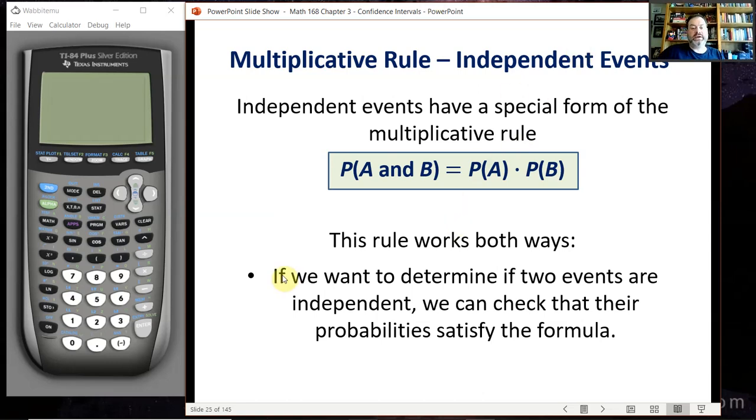And this rule works both ways. If we want to determine if two events are independent, we can check whether their probabilities satisfy this formula. This actually happens a lot. You'll be given the probability of both, the probability of A, the probability of B, and you just plug the numbers into the formula. If the probabilities are equal or very, very close, because again, rounding could be slightly off, then we say that the events are independent. If the probabilities are not the same, then the events are not independent. So this formula is really a test for independence. It's definitely useful, as you will see.